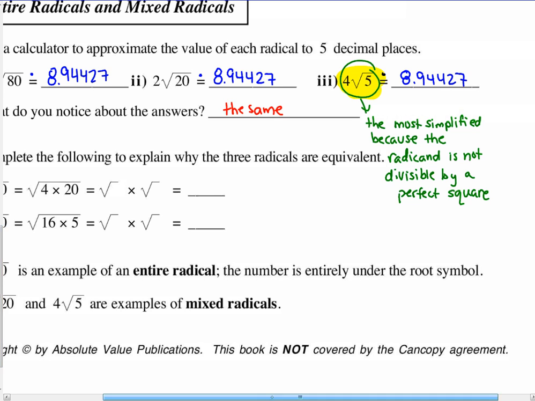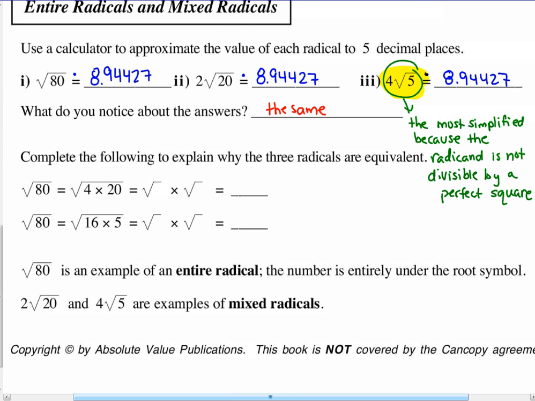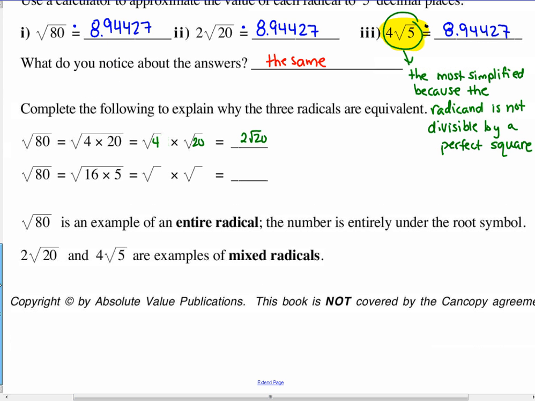Okay, so they kind of show this here. Root 80, we could have done 4 times 20. Do we agree that 4 times 20 is 80? Yes, and what's the square root of 4? Which is 2 root 20. Or 16 times 5 is also equal to 80. So root 16 times root 5, what's the square root of 16? 4 root 5.